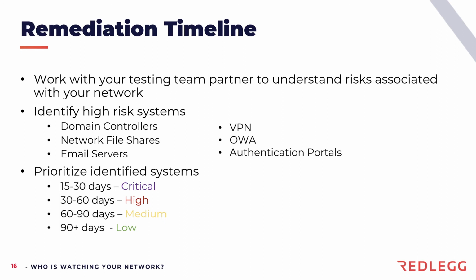For the external side, we like to target VPNs, web app, OWA, and any kind of homegrown authentication portals or firewall authentication portals. Those are the high-risk systems that we would tell our clients to fix before anything else. For our criticals, we recommend as soon as possible, but within 15 to 30 days, 30 to 60 days for highs, 60 to 90 days for mediums, and anything after that. Your lows can be patched within that. Those are kind of a good standard to have.